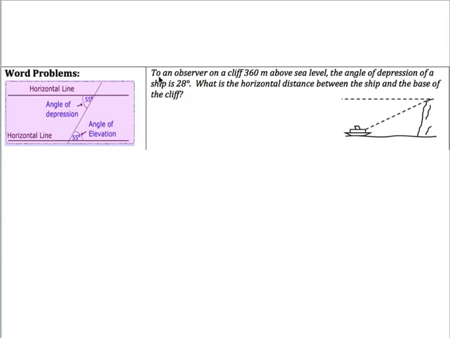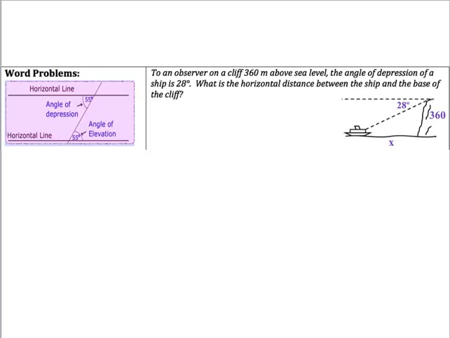Let's look at the example problem. An observer on a cliff 360 meters above sea level, so someone standing here. The angle of depression, or in other words, how far they have to tilt their head down to look at something, the angle of depression to the ship is 28 degrees. What is the horizontal distance between the ship and the base of the cliff?